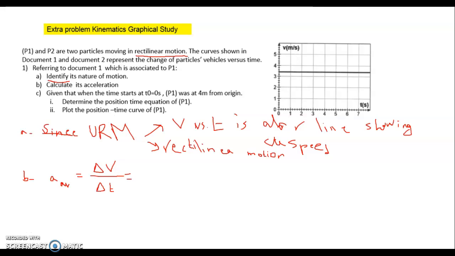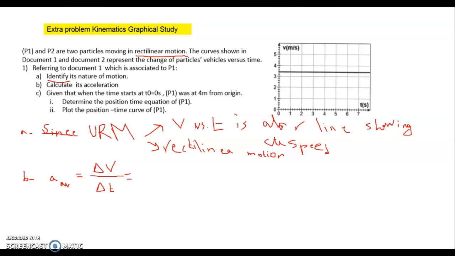So, extra problem. P1 and P2 are two particles moving in rectilinear motion. The curves shown in document 1 and document 2 represent the change of the particles' velocities versus time. Referring to document 1, which is associated to P1, identify its nature. Identify means you have to give the answer and justify it.